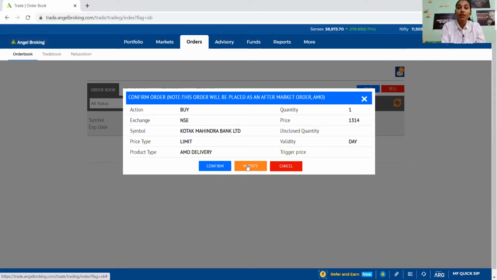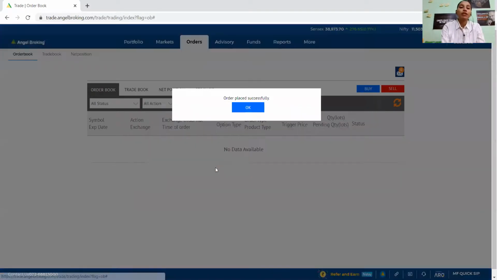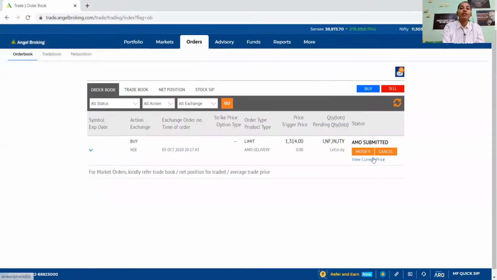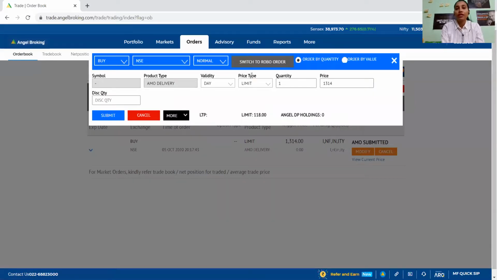If you want to modify this, suppose I have done something wrong, then I can modify it also. So right now I'll click on confirm. So order placed successfully. Okay. So this order has been placed. After that also I can do the modify. If you click on that, it will be able to run.